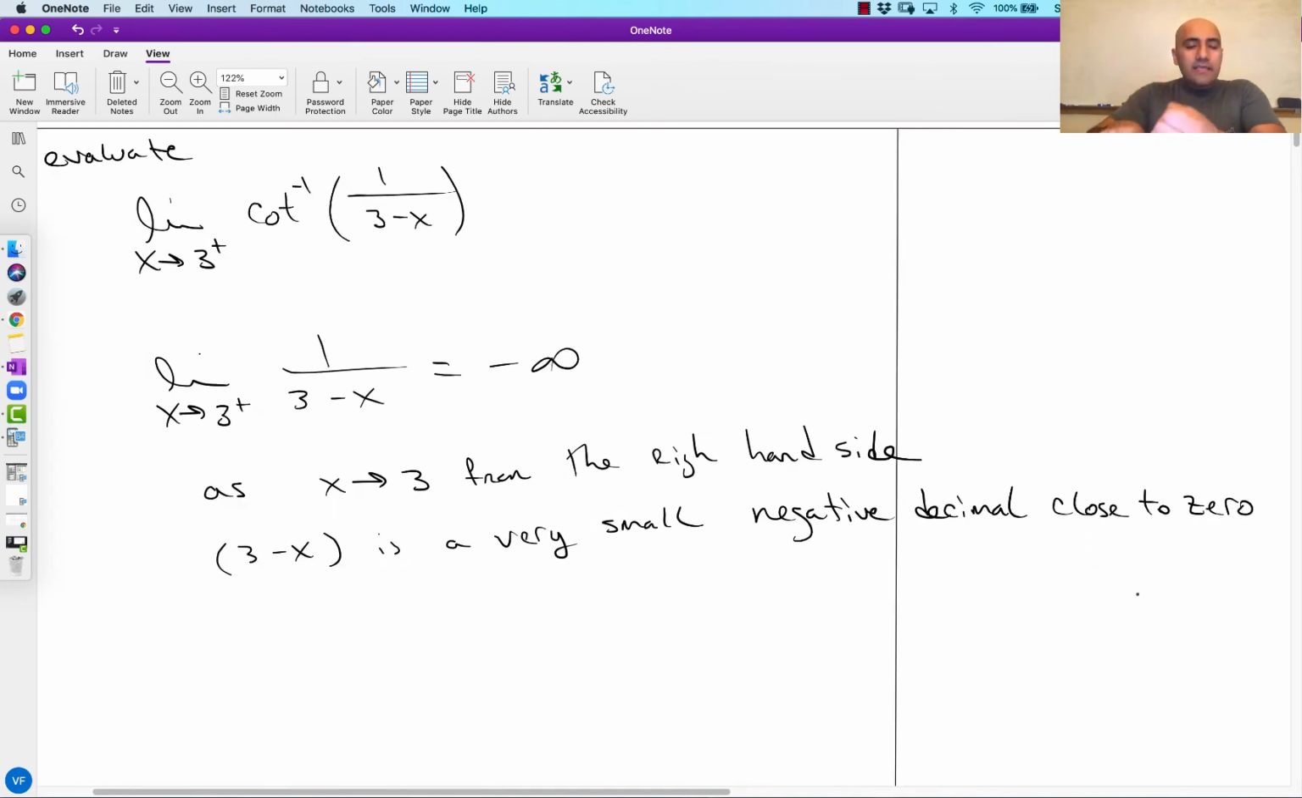Okay, so as x approaches 3 from the right hand side, then 3 minus x is a very small negative decimal number close to 0. And so now 1 over 3 minus x is going to be heading toward negative infinity. Okay? And as we head toward negative infinity, we think about the graph of cotangent inverse. Let's look at the graph of cotan inverse.